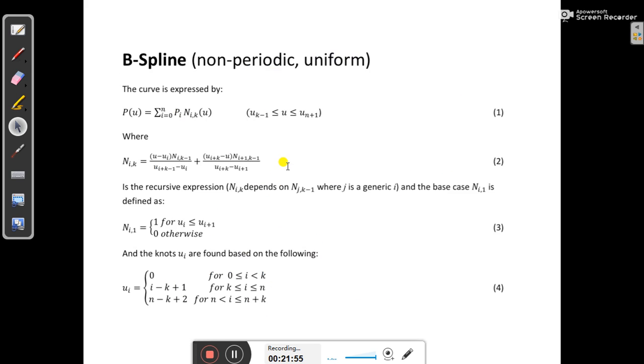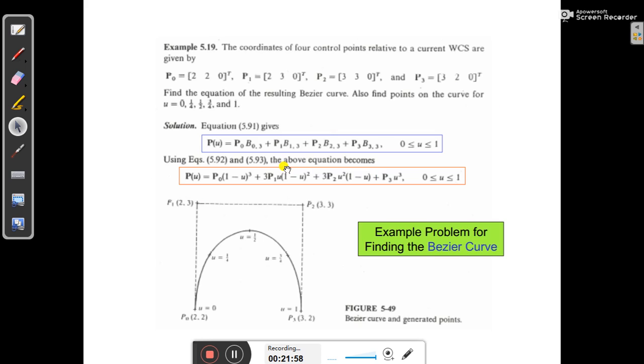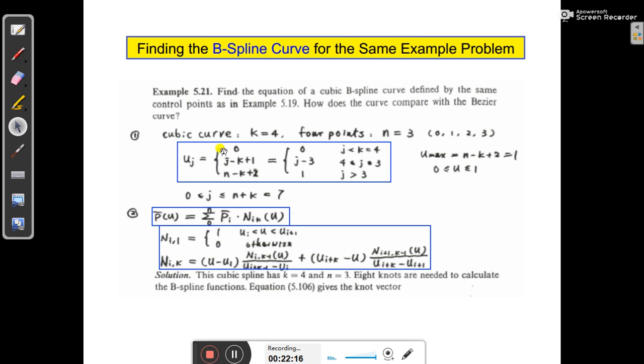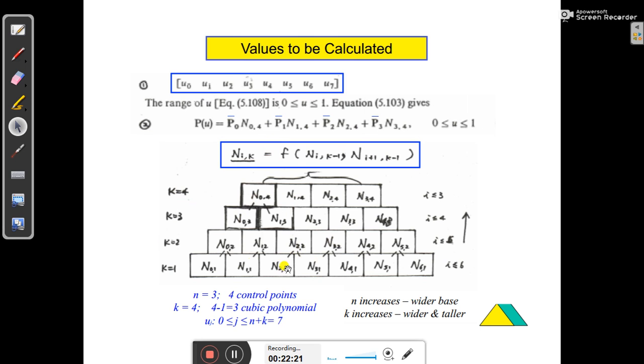From this equation we get the equation for knot calculation. And k varies from 1 to 4. Here n equal to 3 means 4 control points, and k equal to 4, so 4 minus 1 gives a cubic polynomial. We need a cubic polynomial, as given in the question, a cubic curve. That is why this follows like this, for the function N_i,k, which is the basis function for the B-spline curve.